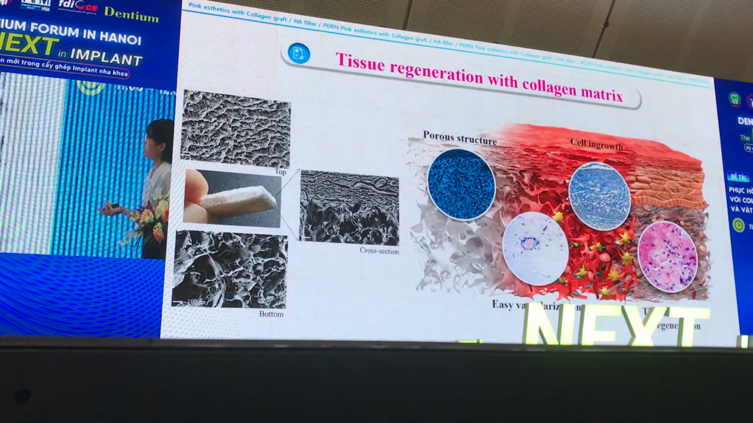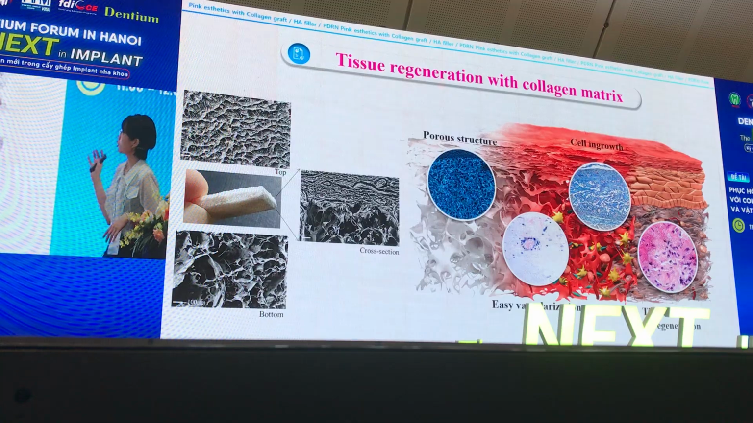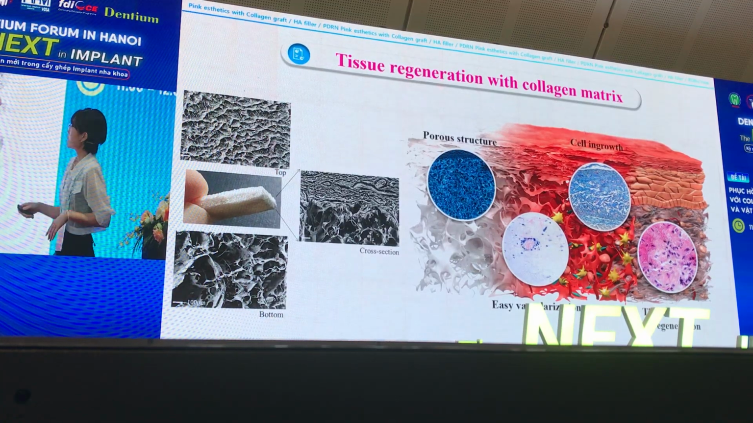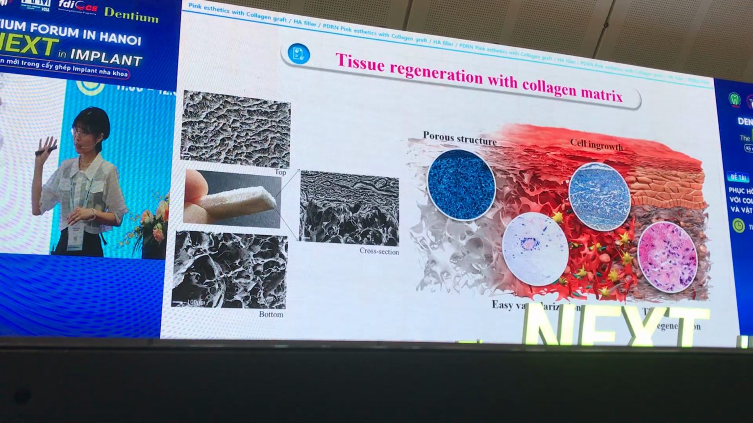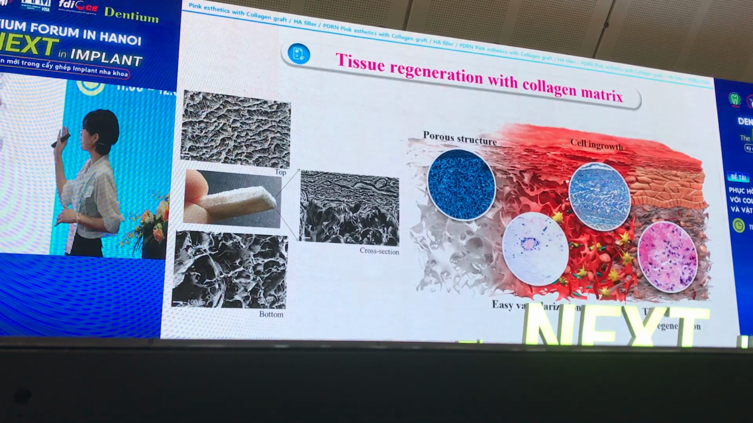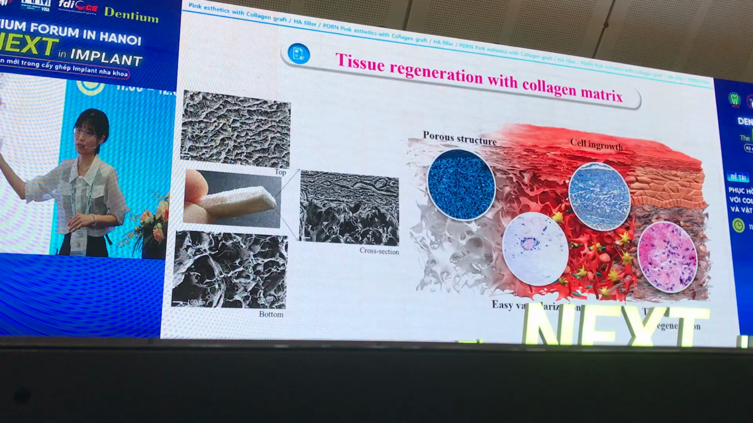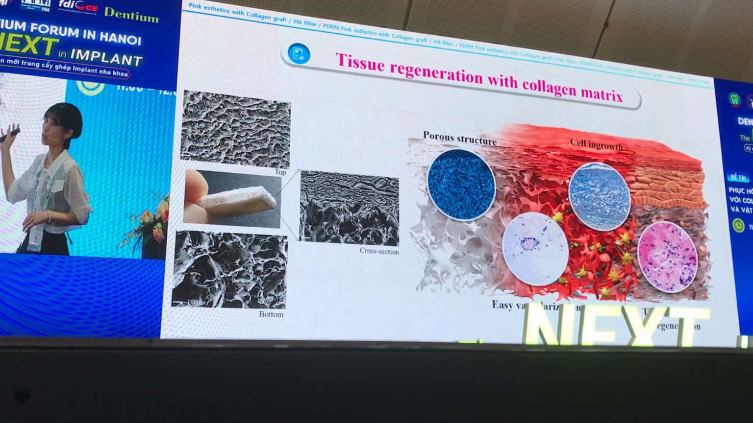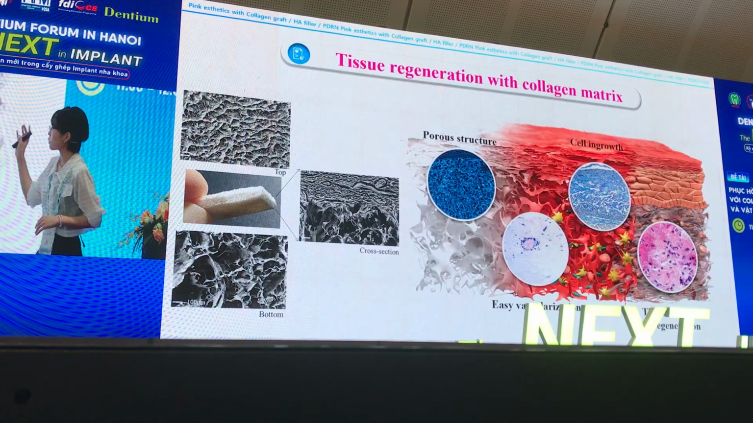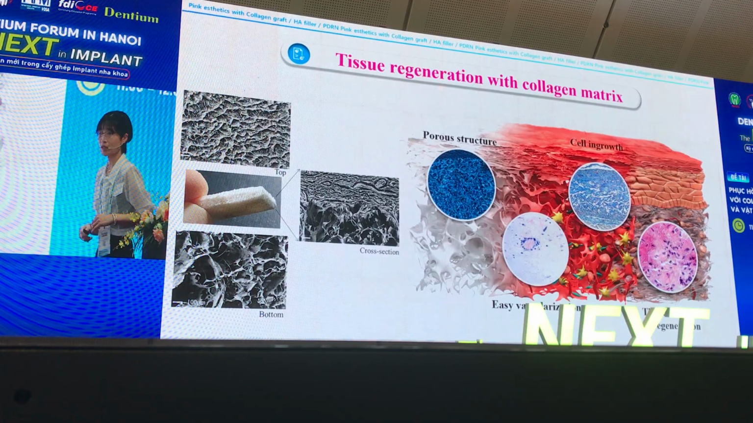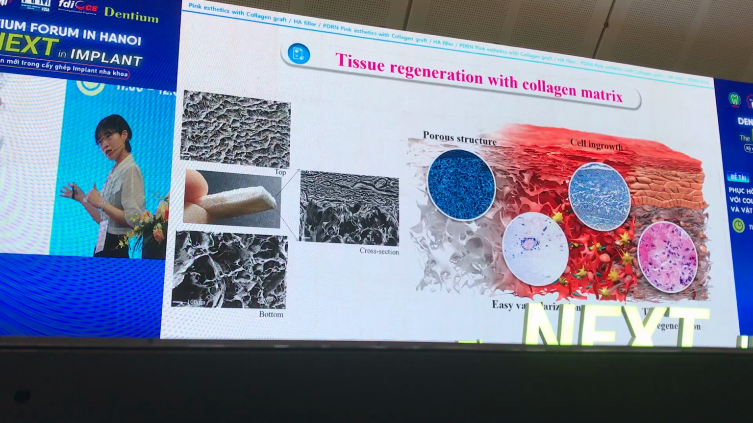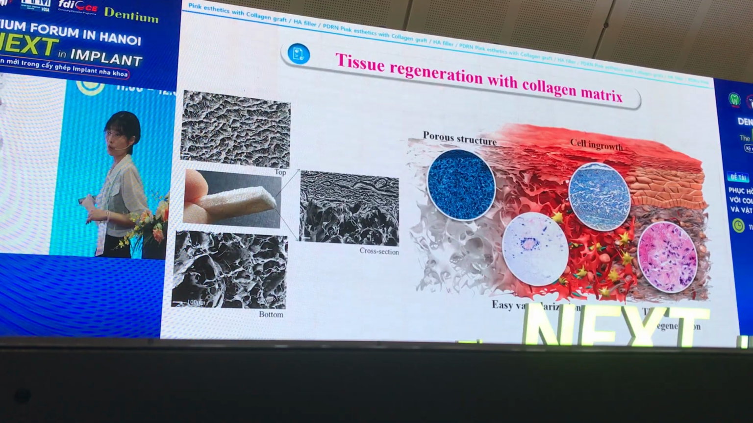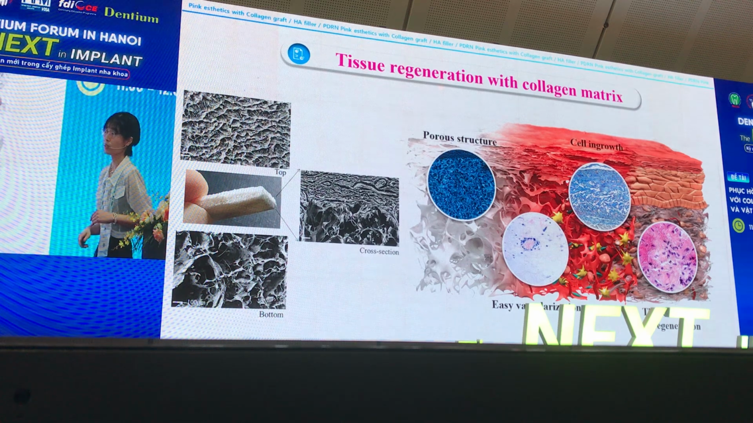So I would like to talk about the mechanisms of the tissue regeneration with the collagen matrix. The key point is the porous structure of the collagen. These porous structures make cell ingress easy and also make vascularization easy. That means finally good tissue integration and also regeneration.